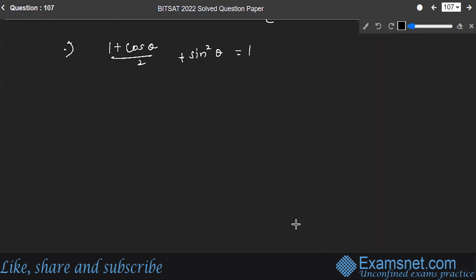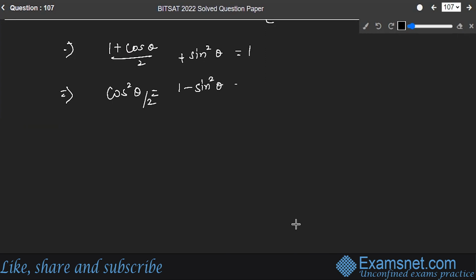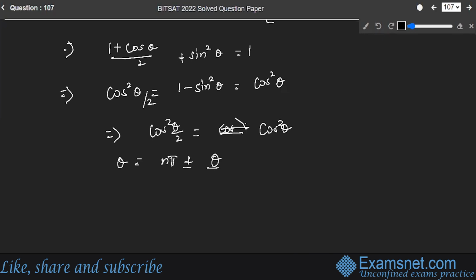Or you have cos square theta by 2 is equal to 1 minus sine square theta, which is equal to cos square theta itself. So you have here cos square theta by 2 is equal to cos square theta. That means theta is equal to n pi plus or minus theta by 2 for all n belonging to the integers, which gives you theta is equal to 2 pi upon 3.